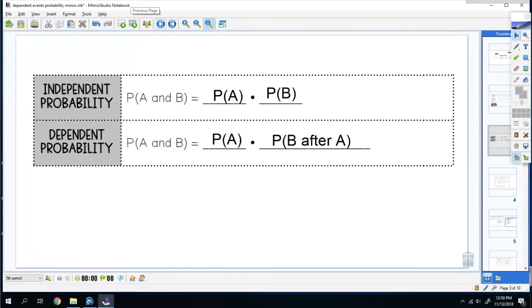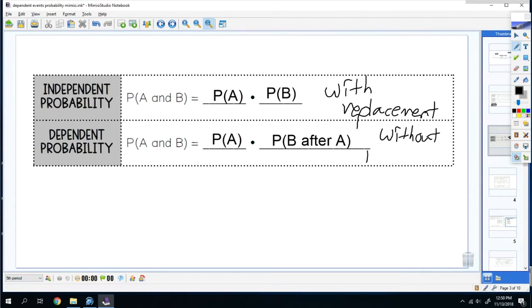So, independent probability is when you find the probability of A and multiply it by the probability of B. Dependent probability is when you find the probability of A and then multiply by the probability of B after A. Some key words for independent is "with replacement," and this one is "without replacement." If they do not tell you they put the card back or put the marble back, or they don't even say they put it back, then assume it's without replacement. Assume they didn't put it back.